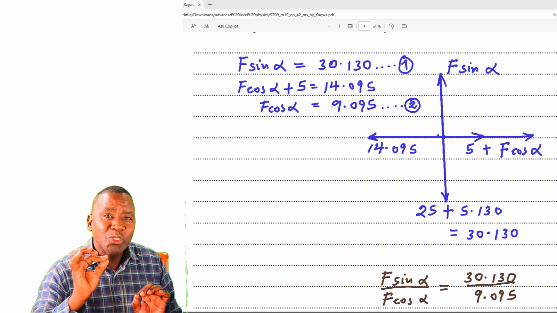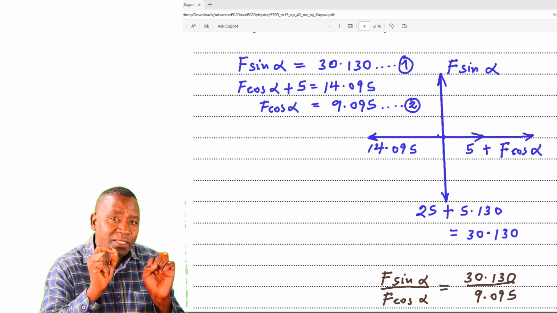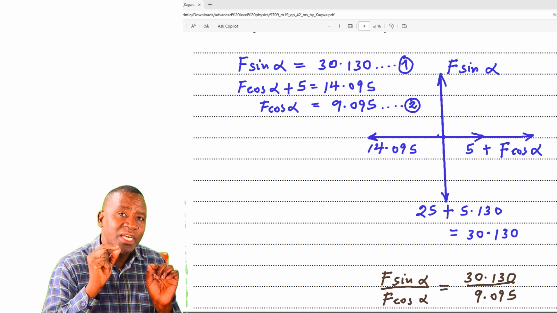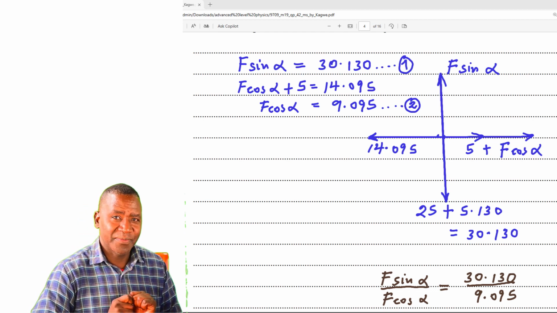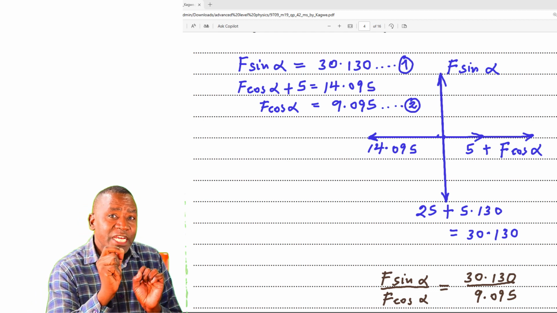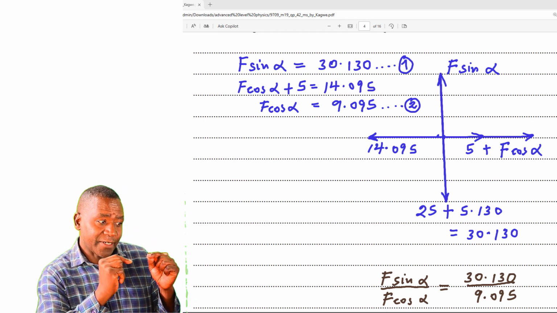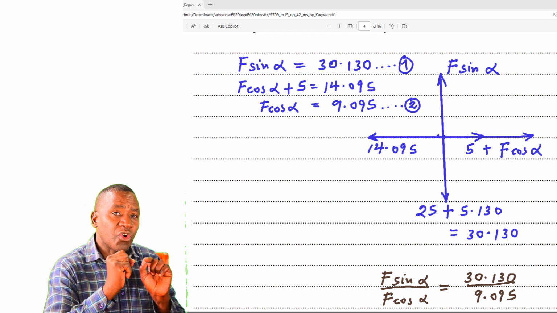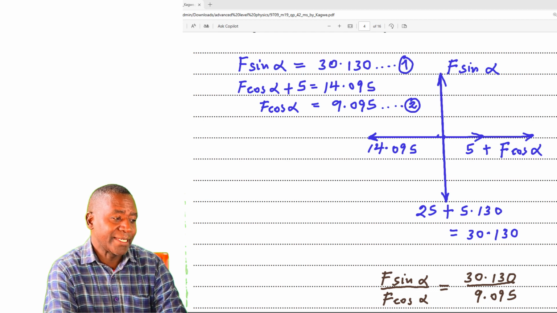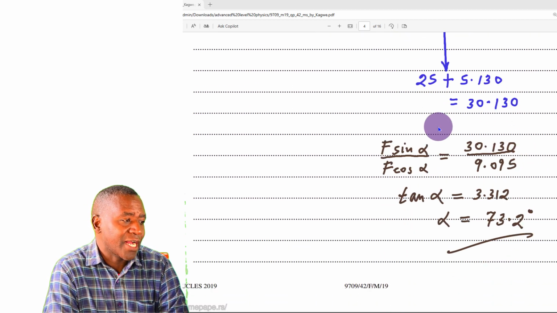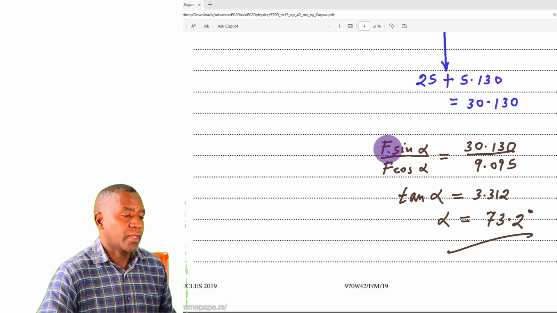Now, once you have obtained these two expressions, one with a sine, the other one with a cosine, this is where the actual fun begins. What do I mean by this? You obviously know there is this trigonometrical function which says that sine theta over cos theta is equal to tan theta. Your intention is to divide the equation that carries the sine alpha by the one with cos alpha in order to get tan alpha. When you do that, you automatically realize that the F cancels out. See this F, and that is your intention.